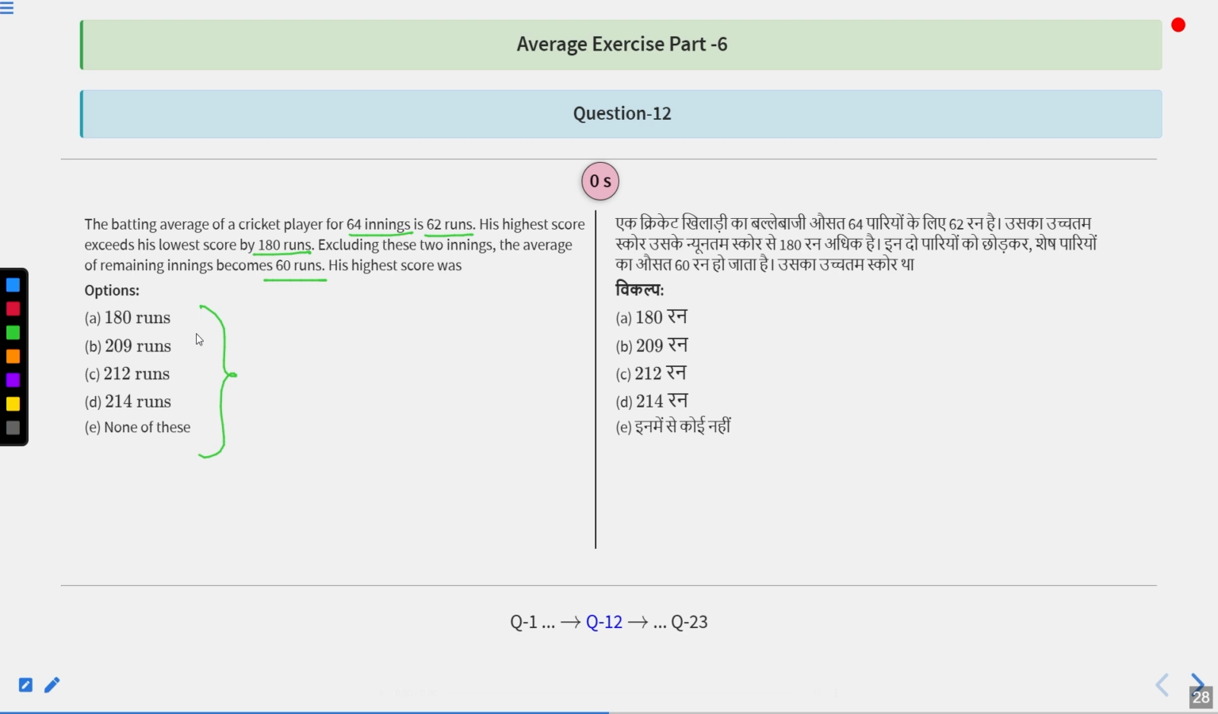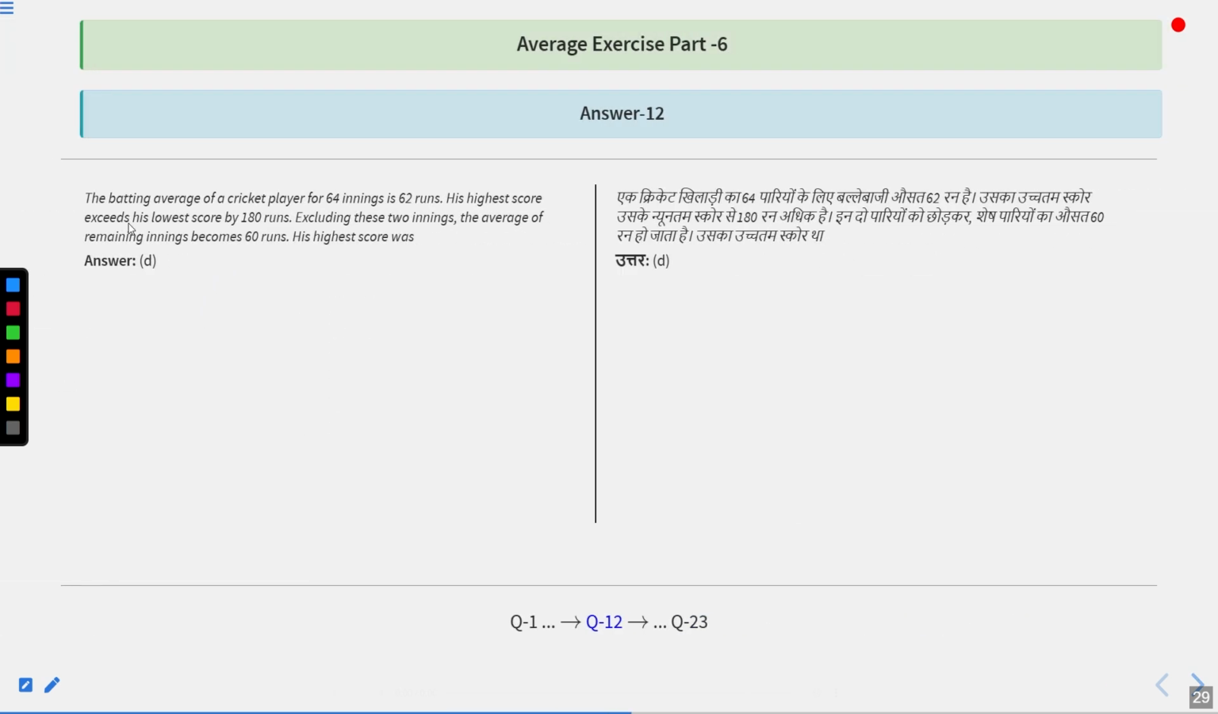Now time's up. Let's see the solution. The question says that the batting average of a cricket player for 64 innings is 62, and the highest score exceeds the lowest score by 180. So first we let the highest score be H and the lowest score be L.